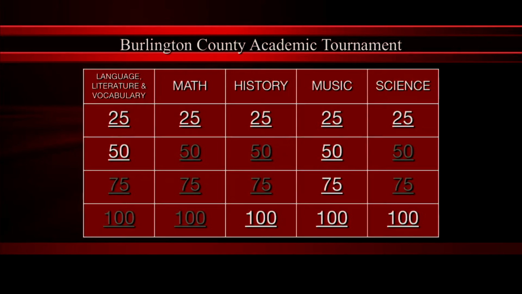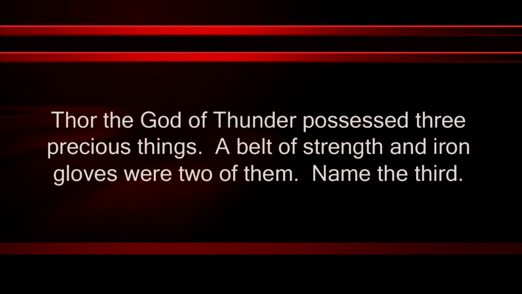All right, Cherokee, last question before we go to commercial break here. What would you like? Okay. LLV for 50. All right, language, literature, and vocabulary for 50. Thor, the god of thunder, possessed three precious things. A belt of strength and iron gloves were two of them. Name the third. His hammer. Hammer is correct. Very good for 50.